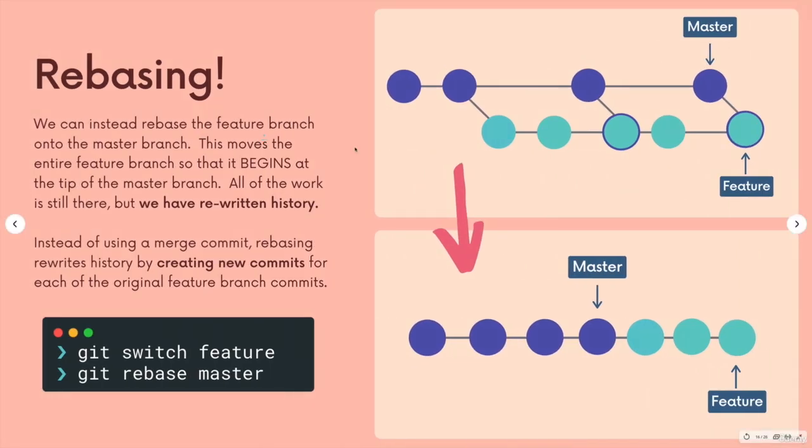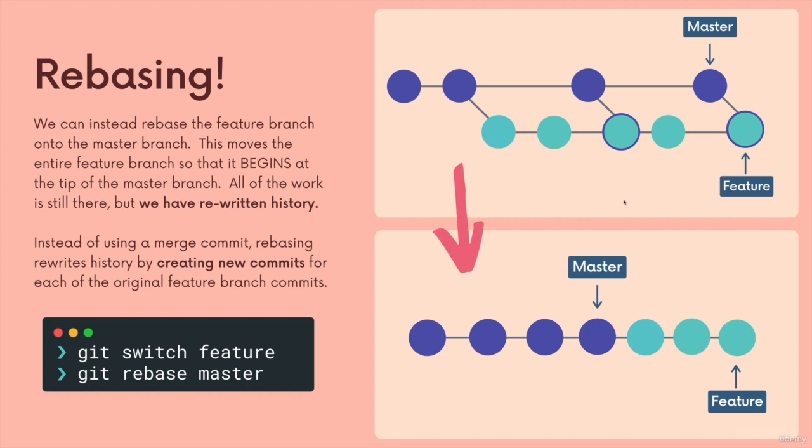And again, when we use the git rebase command, we are rewriting history. So this is the actual history of our commits. But when I rebase, things get switched around a bit. In fact, we get new commits generated. So instead of creating merge commits for us, when we use git rebase, it rewrites history. It creates brand new commits for each of the original feature branch commits.